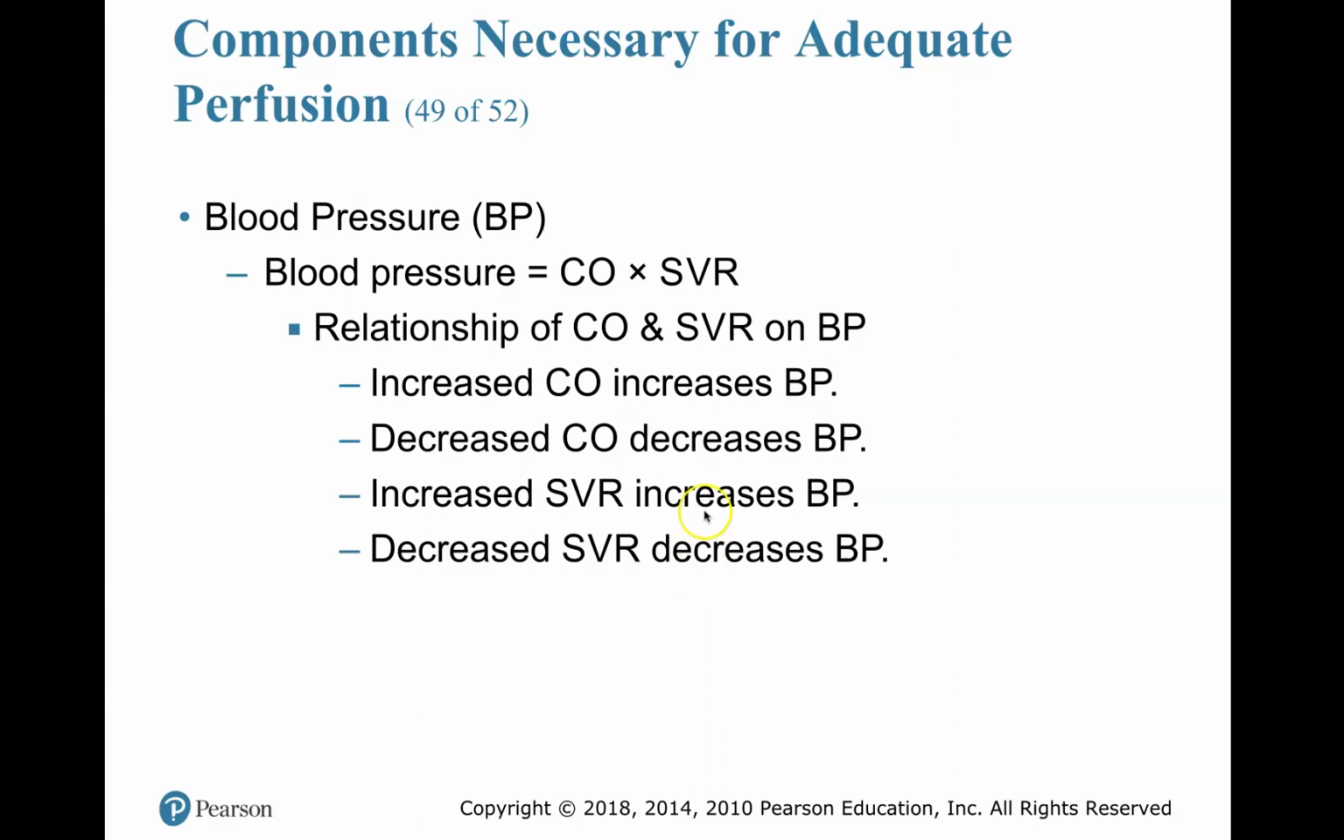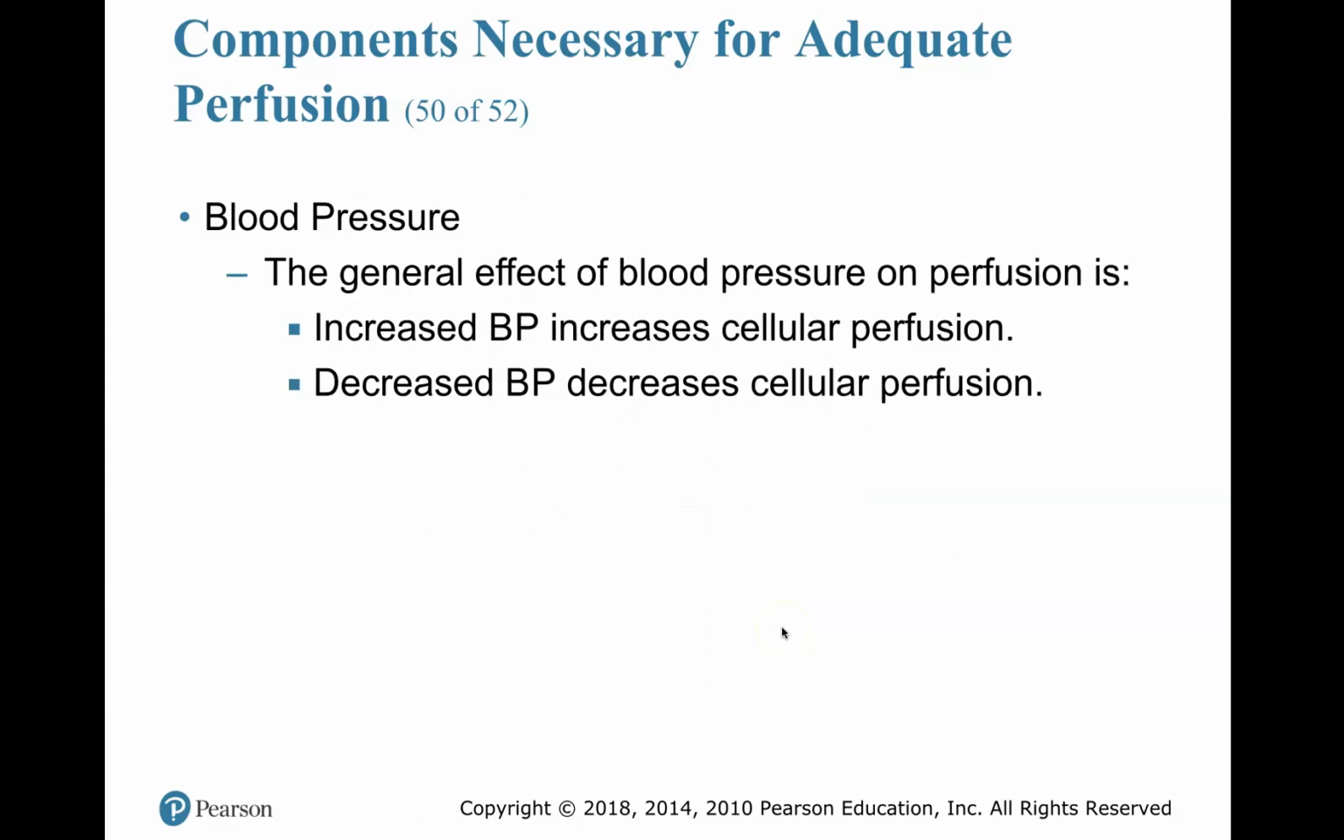Increased cardiac output increases BP, the blood pressure. Decreased cardiac output decreases the blood pressure, and increased systemic vascular resistance increases the blood pressure, and decreased systemic vascular resistance decreases the blood pressure. The general effect of blood pressure on perfusion is increased blood pressure increases cellular perfusion, decreased blood pressure decreases cellular perfusion.